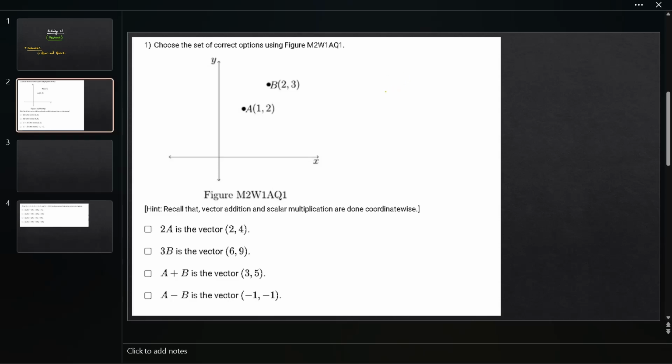In question 1, we are given two vectors: A is 1, 2 and B is 2, 3. Here we have to mark the correct options. The concepts discussed here are basically vector addition and scalar multiplication.